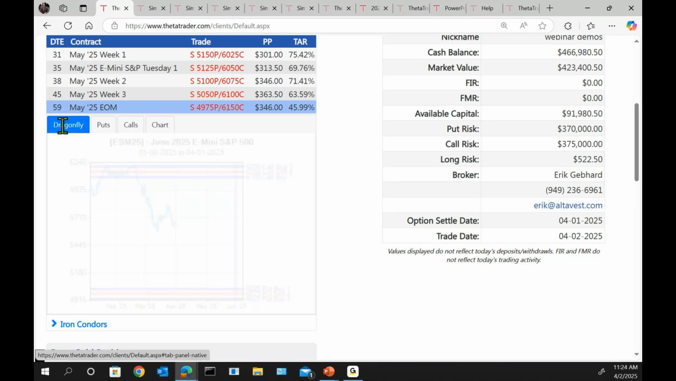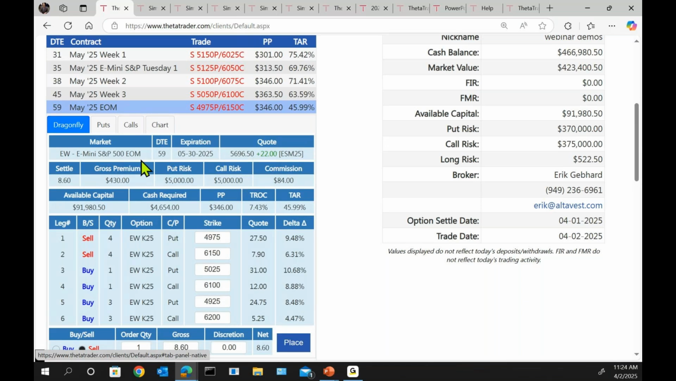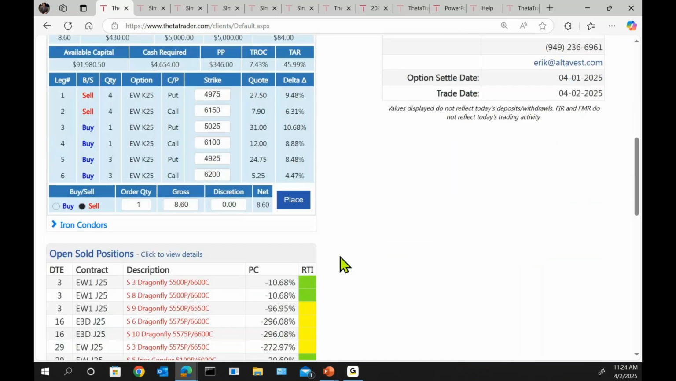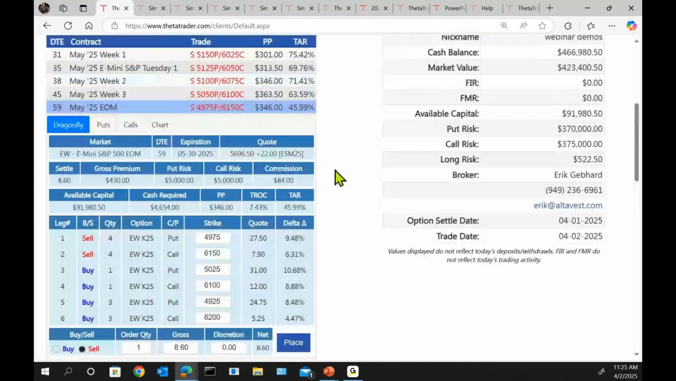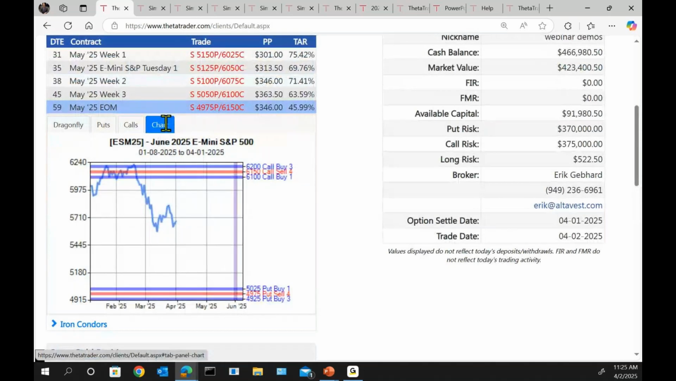So taking a little bit of a deeper look here, you'll notice the cash required about 4,600, your profit potential 346, targeted return on cash and targeted annualized return. And if you compare it to a condor, those numbers are almost always going to be lower. And that's simply because if you look at the structure of this compared to a condor, that is, you have to spend money to buy this 6,100 call here in this example, and you spend money to buy this 50/25 put.